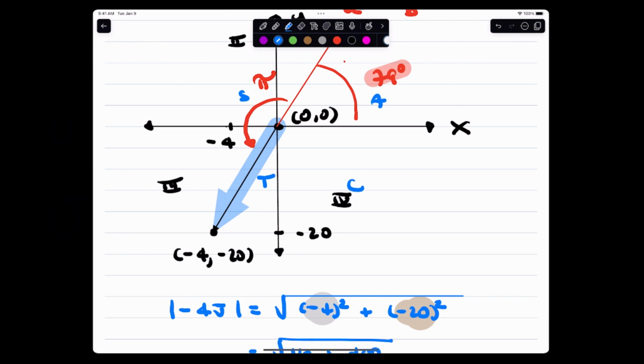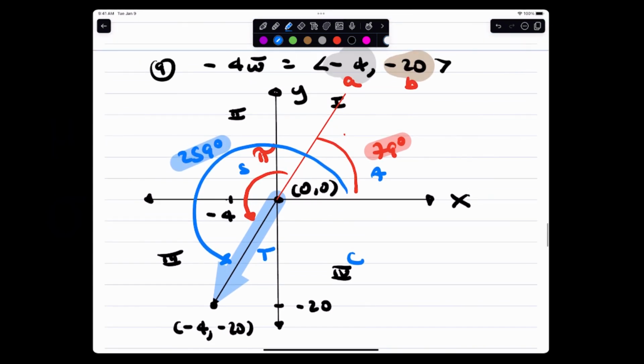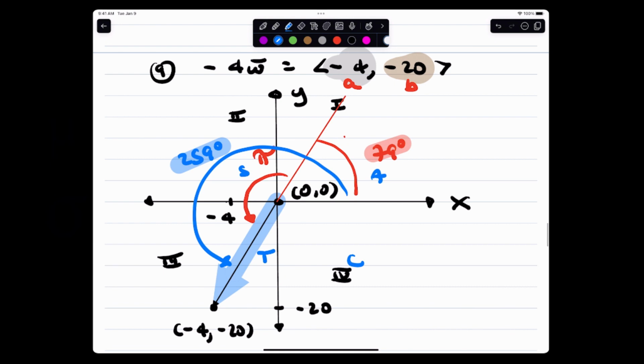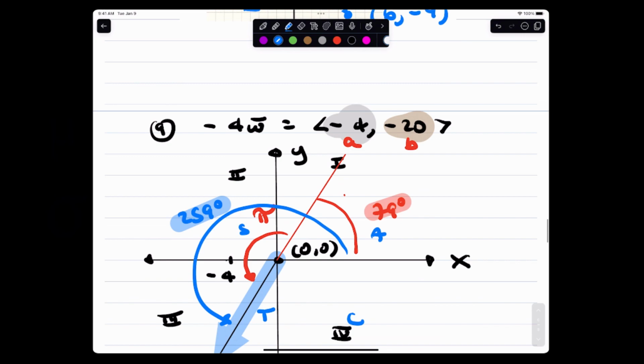So, ladies and gentlemen, I'm going to write that down here. This angle is 259 degrees. Easy peasy, lemon squeezy. So don't trust your calculator. Make sure you graph the vector, even if it's just a sketch like I just did here. Because the point of this is to simply find the correct quadrant the angle lives in.